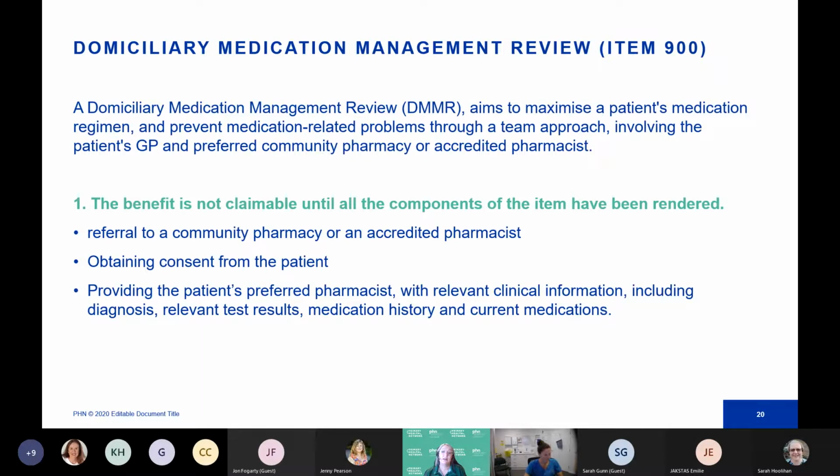Then you've got your medication reviews. This is item 900, also known as your home medication review. It's intended to maximise the individual patient's benefits from their medication regime and prevent medication-related problems through a team approach, involving the patient's GP and preferred community pharmacy or accredited pharmacist.